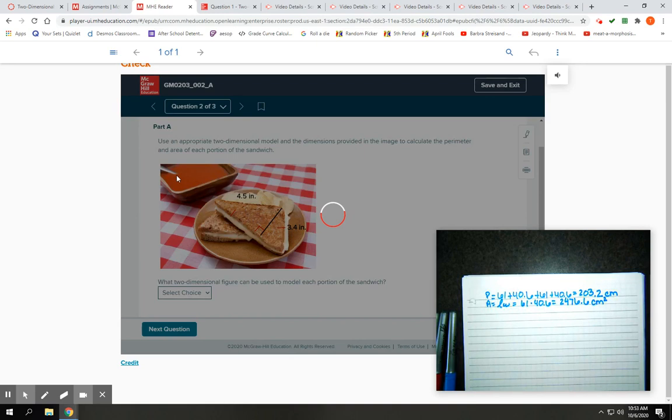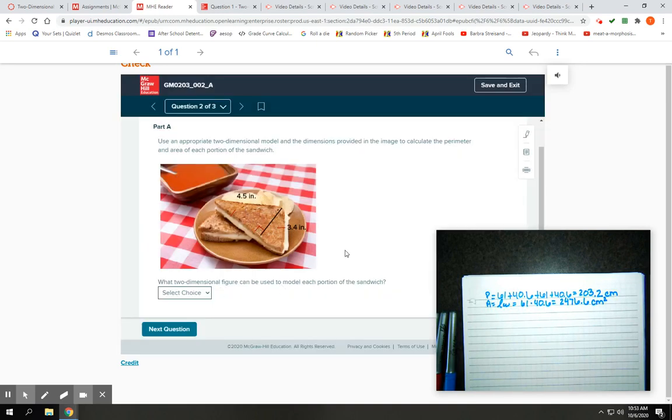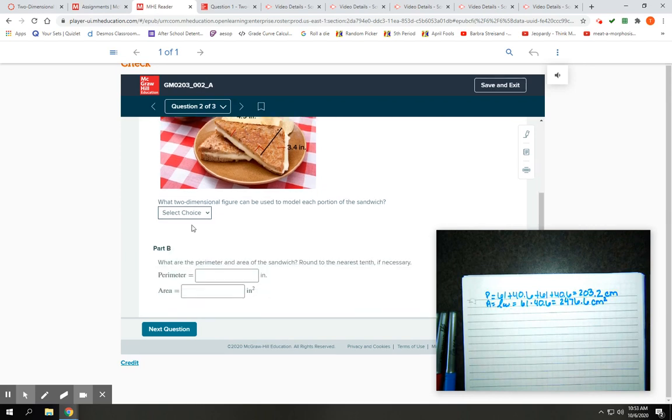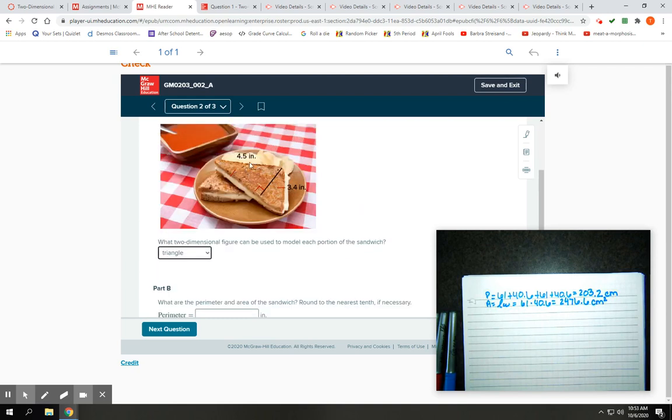Okay, the next one is a sandwich. This shape looks very triangular to me. In my opinion, I would say that that is a triangle. There are three sides to the sandwich. And so, yeah, I'm going to go with that.